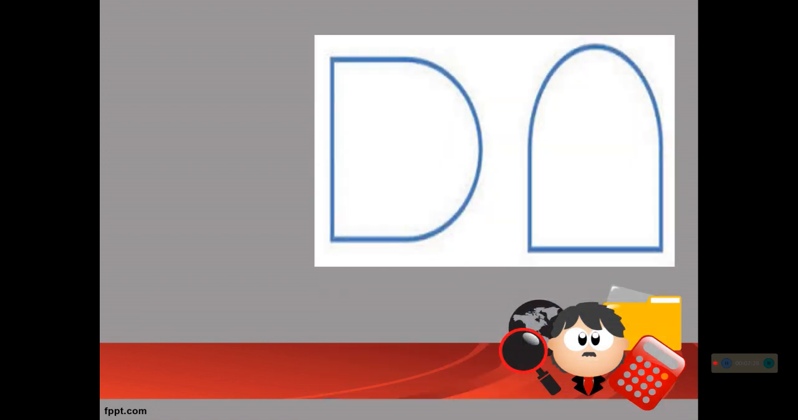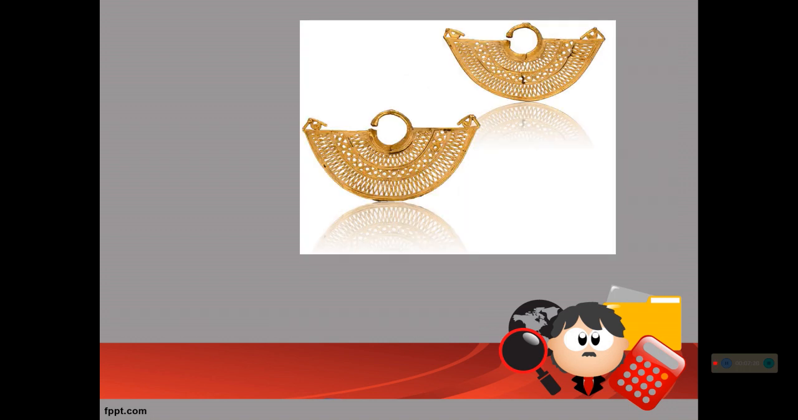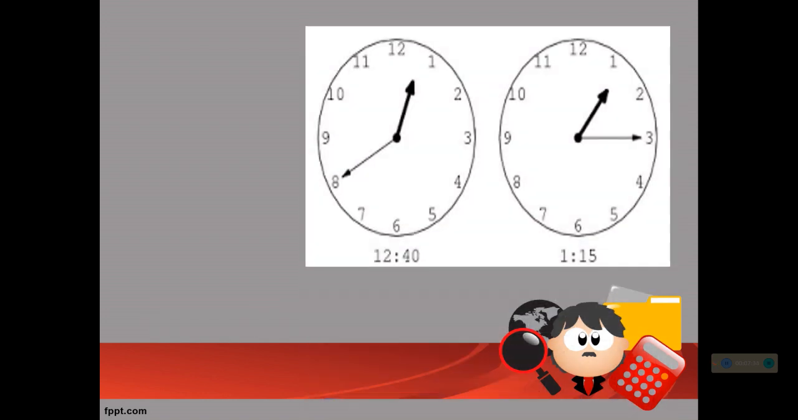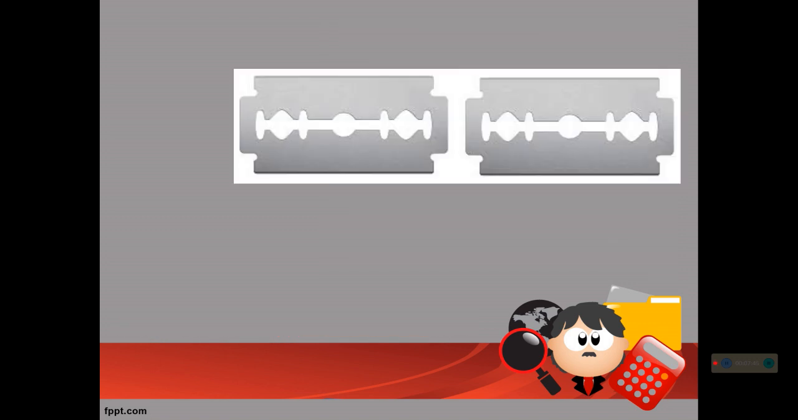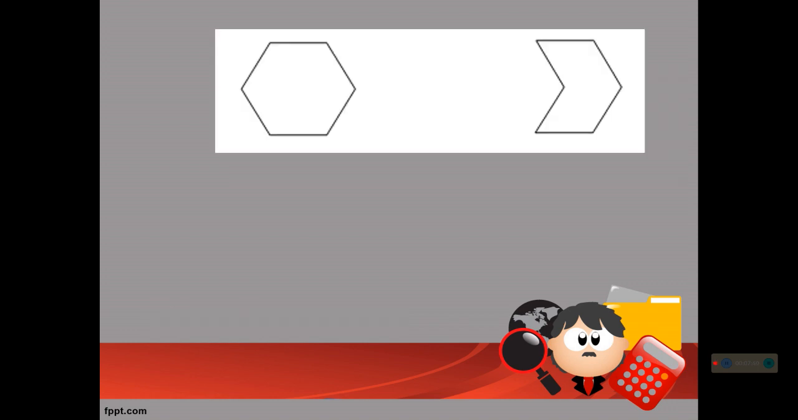Next, this one. Correct. Not congruent. How about this? Correct. They are congruent. This one, we have. Obviously, they are not congruent. Correct. How about this? Okay, so very obvious also that they are not congruent. Next. Yes, they are congruent.